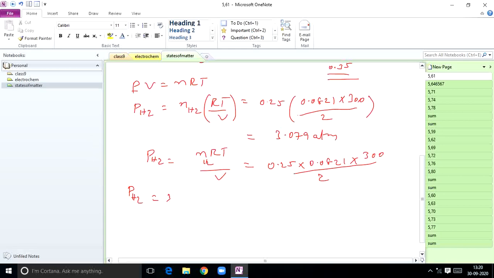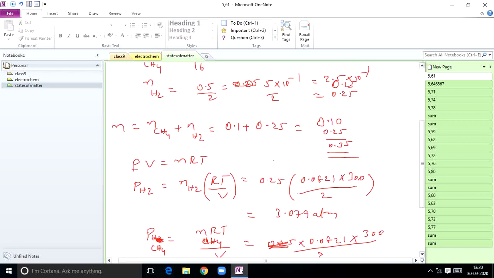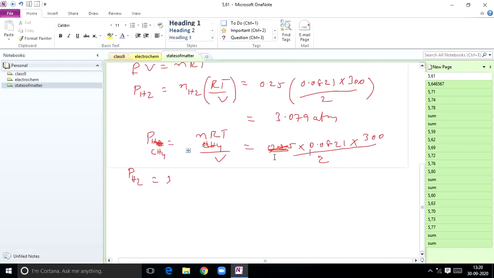So here you take partial pressure of methane, and here you have to take the number of moles of methane. And what are the number of moles of methane, students? See carefully. Number of moles of methane is 0.1. You have to take 0.1 here. So finally, partial pressure of methane is equal to, how much you will get? 1.23 atm you will get.